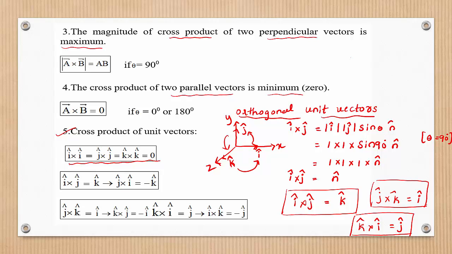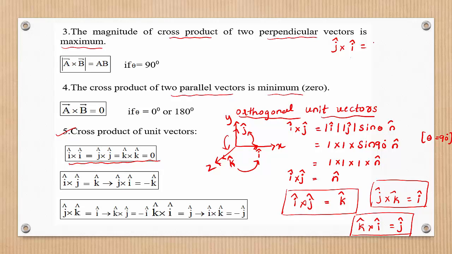Is it clear? I cross j gives k. J cross k gives i. K cross i gives j. Then suppose you want it in reverse order, I want the value of j cross i. What will be the answer? Whether you will get the same answer or different, you can observe here. I cross j is not equal to j cross i because it is a non-commutative property.